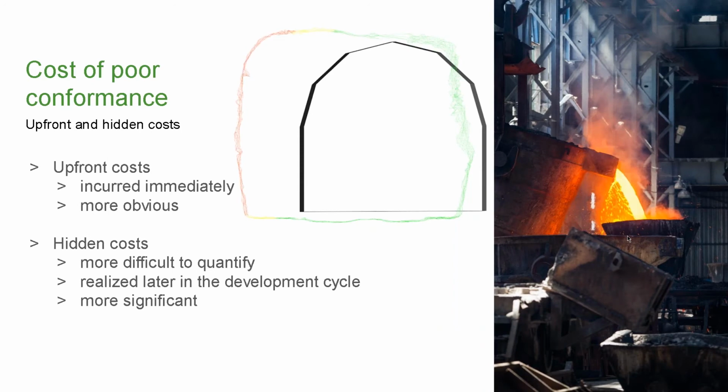Let's move into cost. What is the cost of poor design conformance? We'll cover some upfront and hidden costs today. Upfront costs are usually incurred immediately, and they're more obvious. These are the costs that often get focused on. Some of the hidden costs might be more difficult to quantify, and often are realized later in the development cycle. In the case study today, we'll find that these hidden costs might, in many cases, be more significant than some of the upfront costs.